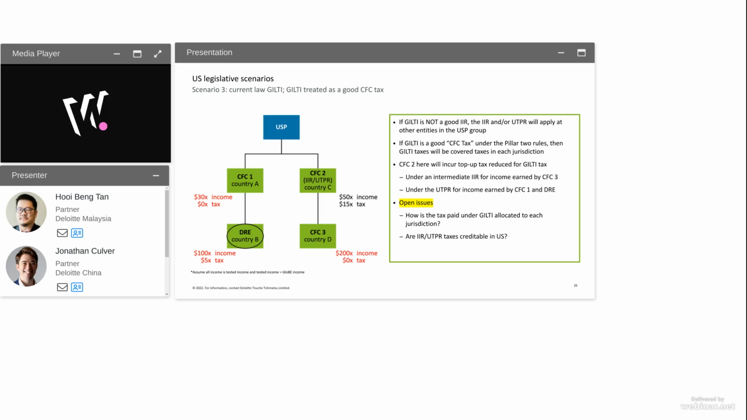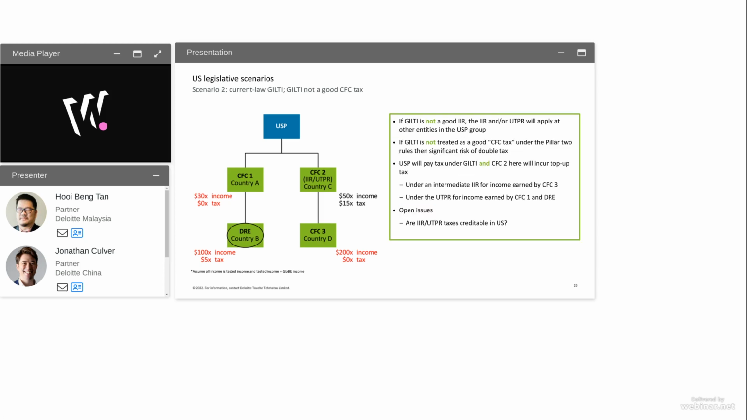If we compare this to the next slide, just briefly, we'll contrast that example to the situation where the GILTI regime is unchanged and is therefore not a qualifying IIR, but the GILTI is considered to not be a good CFC tax for Pillar 2 purposes. So in that scenario, I guess what would happen is that the GILTI regime would apply as it does currently. The US parent would collect the relevant level of GILTI taxation, but then the Pillar 2 rules would also come into play for the CFC2 in this scenario in country C.